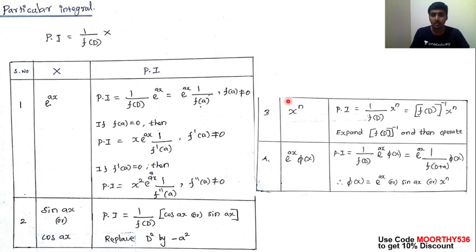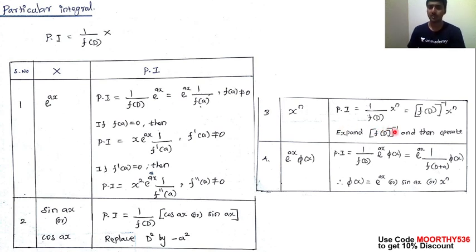Here, for x power n, the particular integral is equal to 1 divided by f of D into x power n. The procedure is to take this f of D from the denominator into the numerator, which makes it f of D power minus 1. Then we have to expand f of D power minus 1 and then operate.